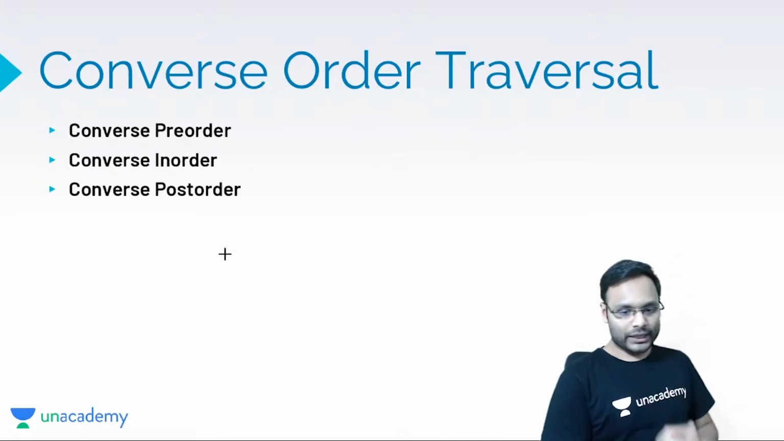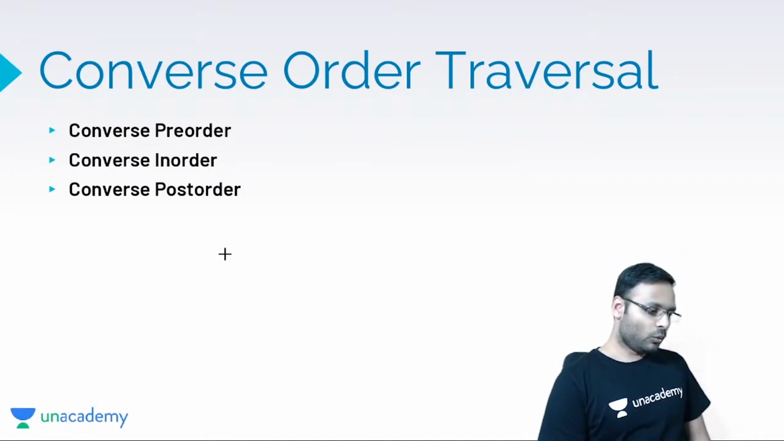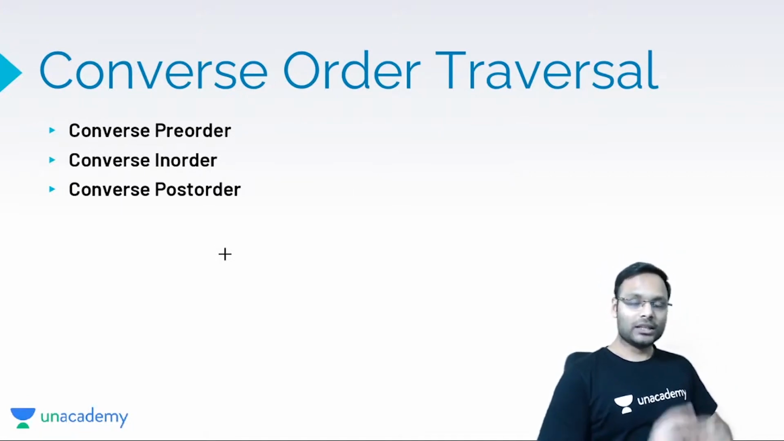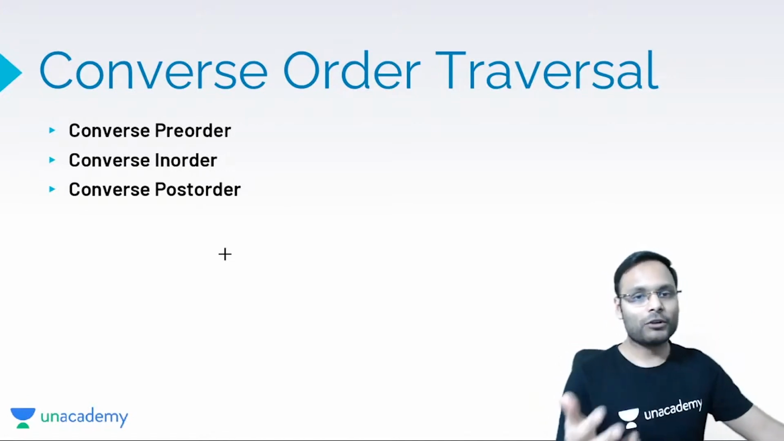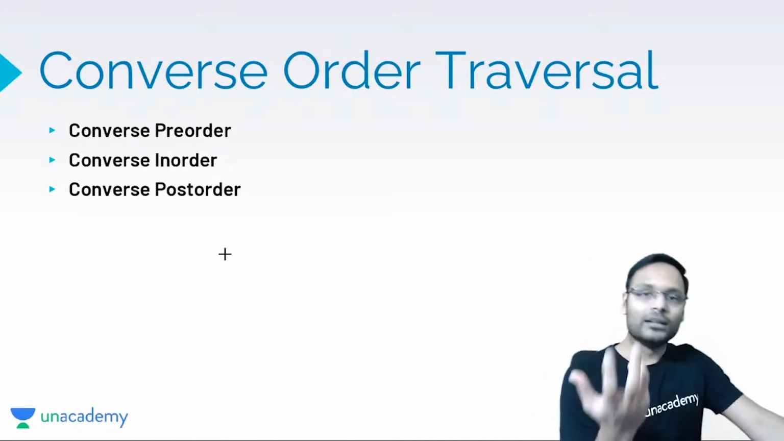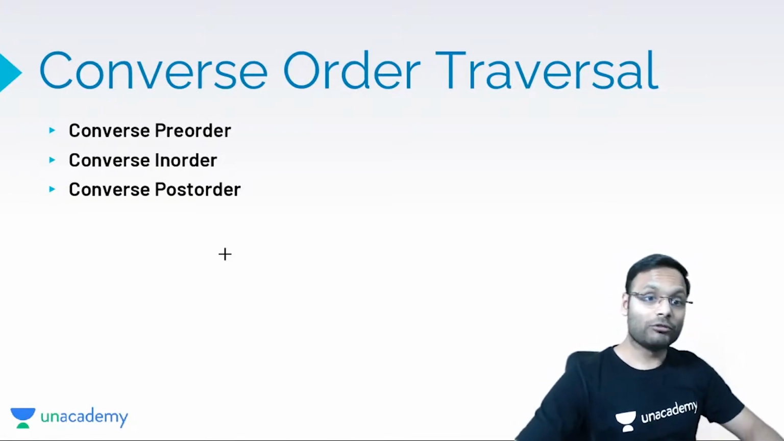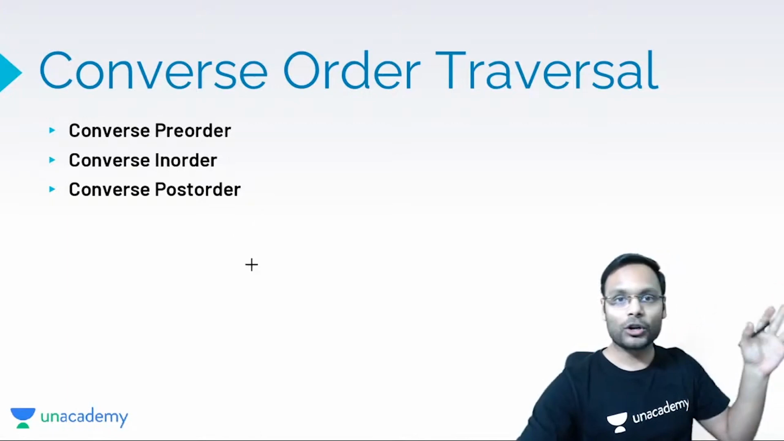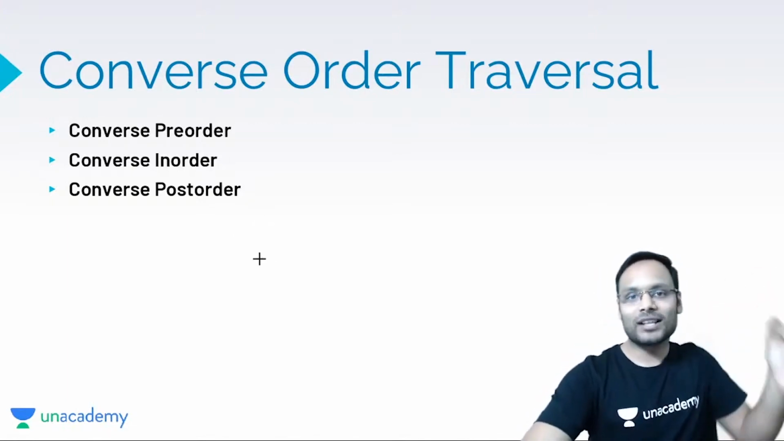So let's go for another type of traversal, which is converse order traversal. What is converse order traversal? The general conventional traversal traverses the left subtree first. Converse order traversal says that we will start with the right. So converse order traversal, same as pre-order, in-order, post-order. Instead of traversing the left subtree first, we are going to traverse the right subtree first.